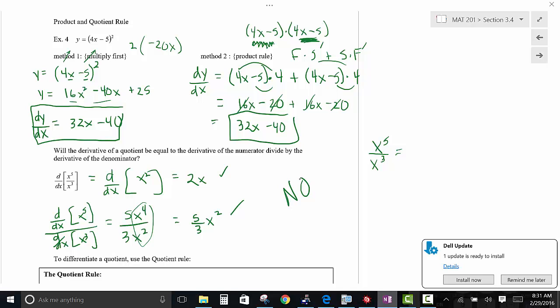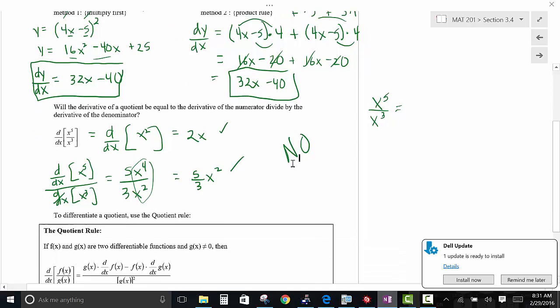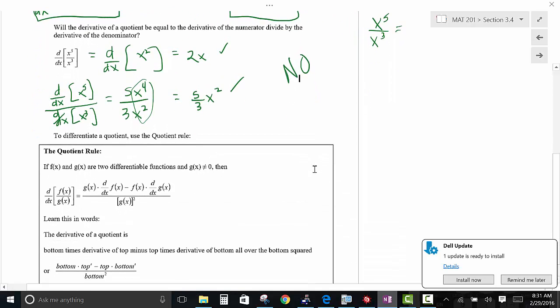It doesn't work. It may work in a few situations, but in most situations you have to use what's called the quotient rule. So that's what I'm going to show you next, we're going to work a little bit on what we call the quotient rule. Let me move this down just a tad bit here. So here is the quotient rule.